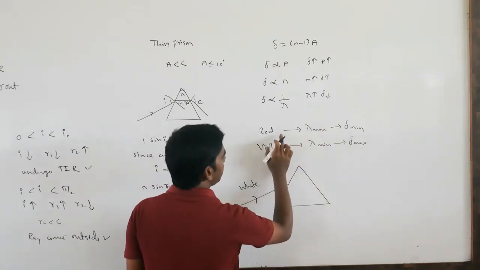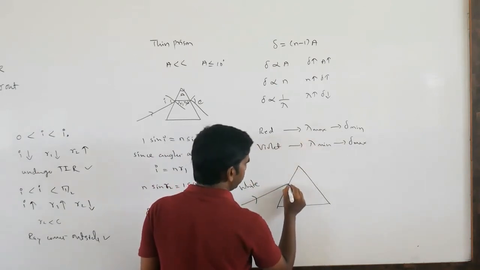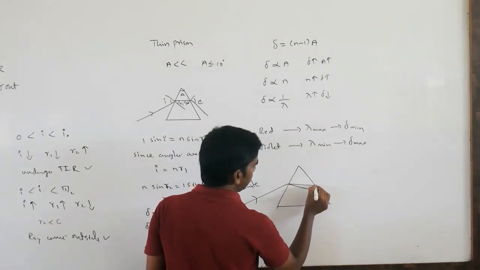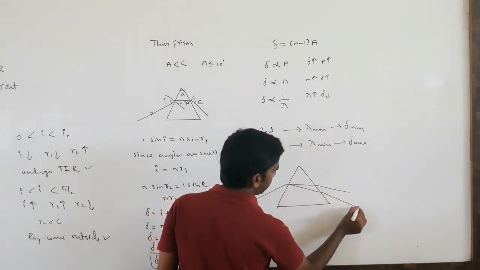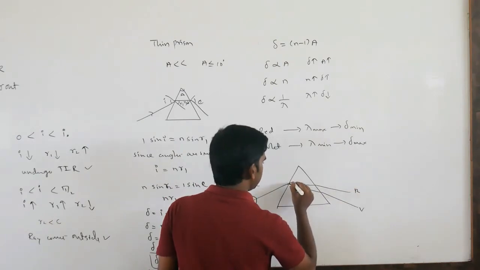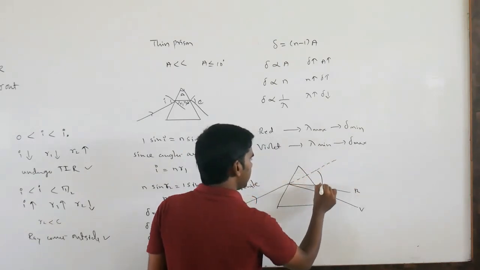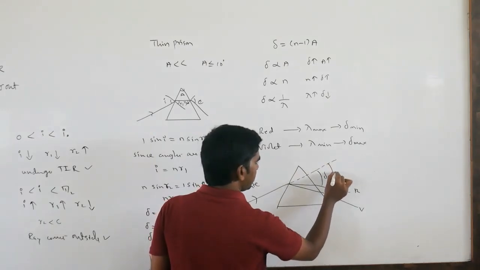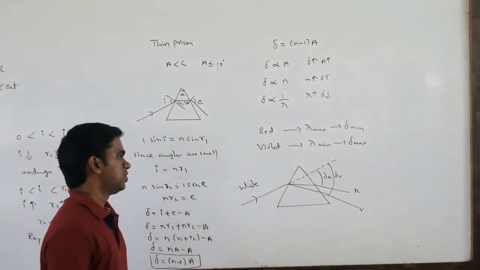So deviation for red is what? Minimum. So first it will deviate here, then violet will deviate. Similarly, here red will come, here violet will come. So this is delta for red light, and this is delta for violet light. Okay, so this is the reason.